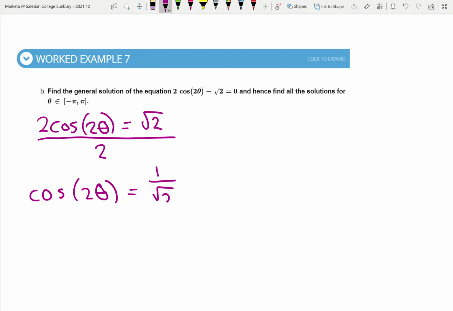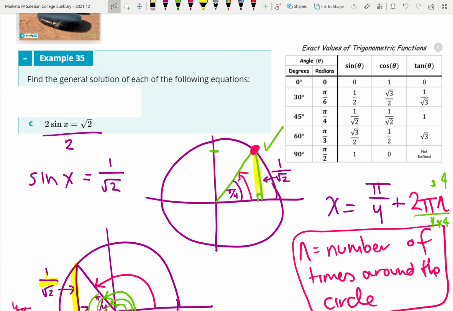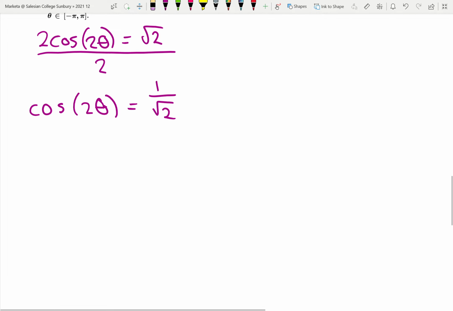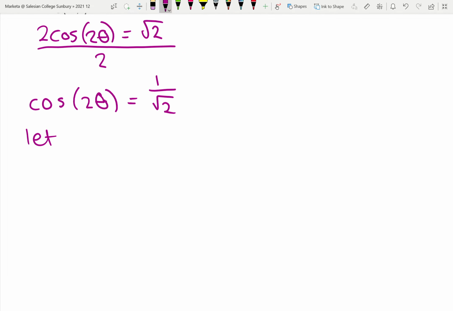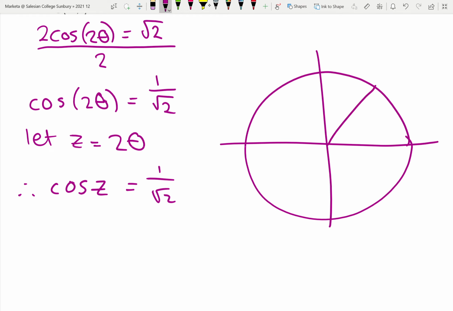So the same deal as we look up into the table of exact values. We don't have root 2 on 2 in this table of exact values, it's 1 on root 2, and it's still pi on 4. We need to recognise that it is just the rational denominator there. So same idea, pi on 4. Let's draw a picture of that, and I'm going to say let z equal 2 theta, therefore cos z equals 1 on root 2. So here we go. And here we have pi on 4, and cos is this length here.